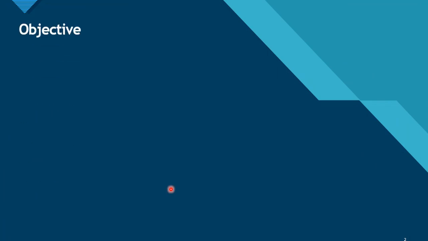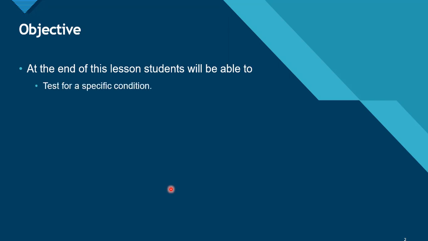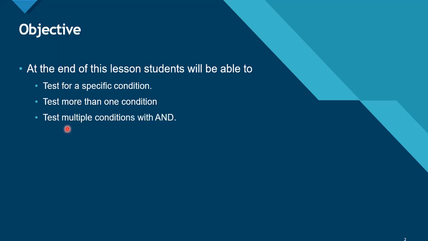So for the objective today, at the end of this lesson, students will be able to test for a specific condition. So what is the function that we use to test for a specific condition? Second, test more than one condition. What is the function that you use to test more than one condition? The last one, students will be able to test multiple conditions with the AND function. So you must understand these 3: which function matches the first one, which matches the second, and which matches the third.